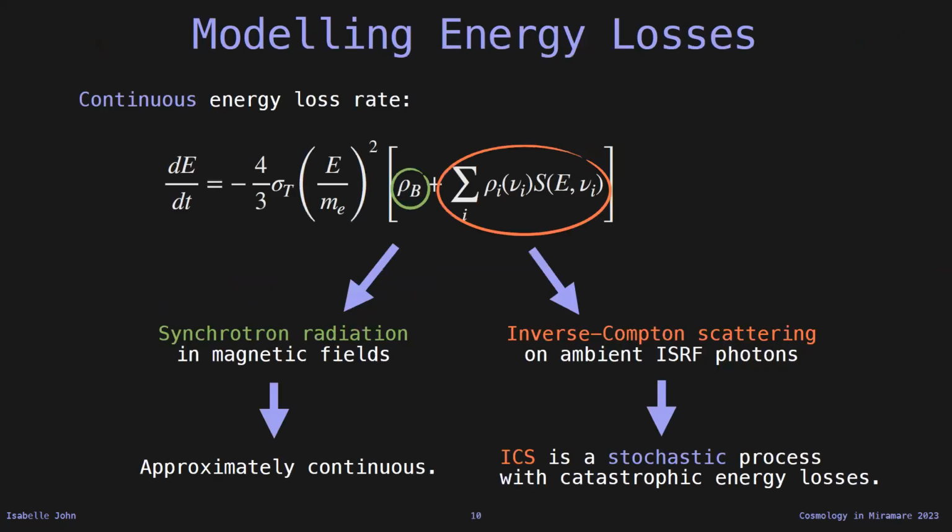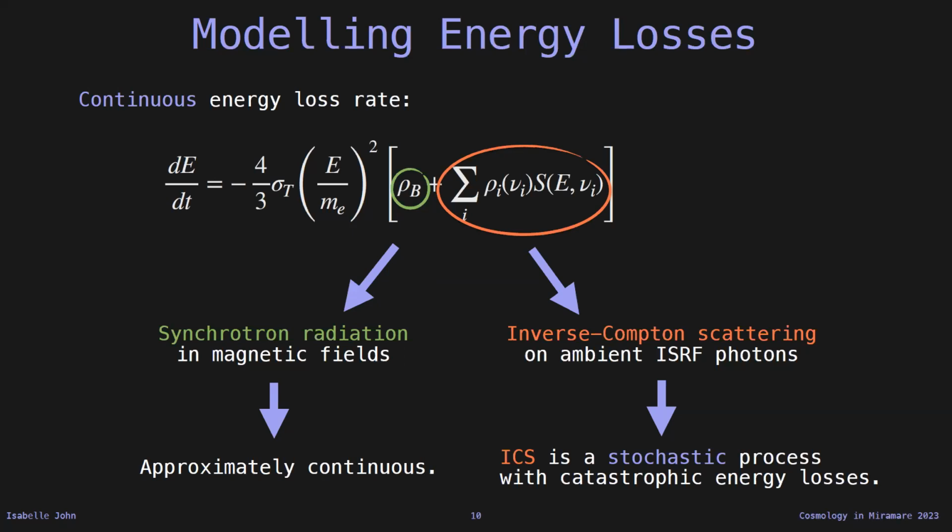So we can see here that while this continuous energy loss rate works really well to describe synchrotron radiation, it doesn't work well for inverse Compton scattering, because inverse Compton scattering is a very stochastic process where energy losses are rare and can be very catastrophic. They can take away a very large fraction of the electron energy at once.